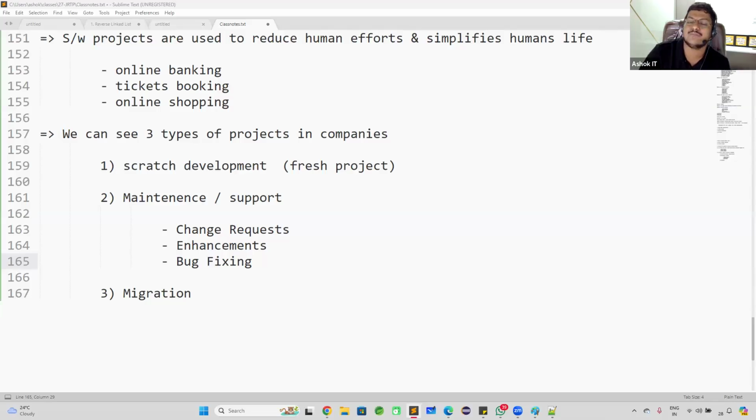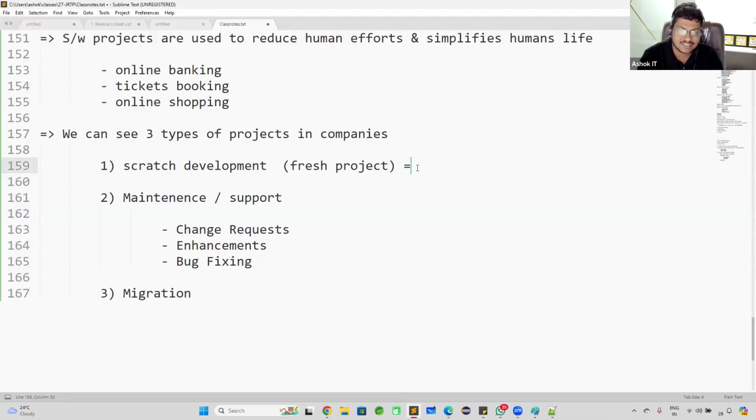Hundreds, thousands of people will be available. The project is completed, but still there is an SBI team in the TCS company to support that project. Support means making changes to the existing project, adding some new functionality to the existing project, and fixing the bugs available in the project. So maintenance projects will be available in the company.